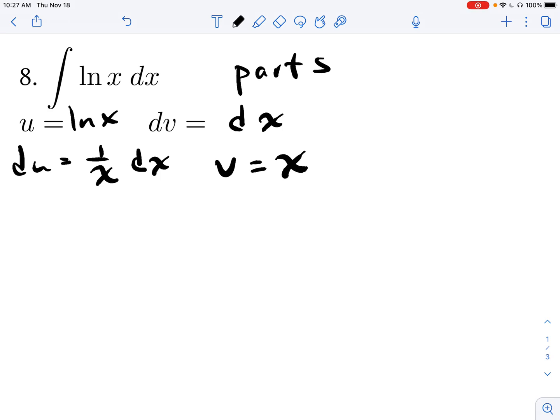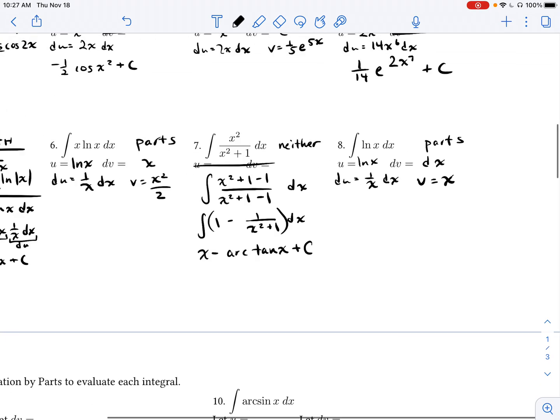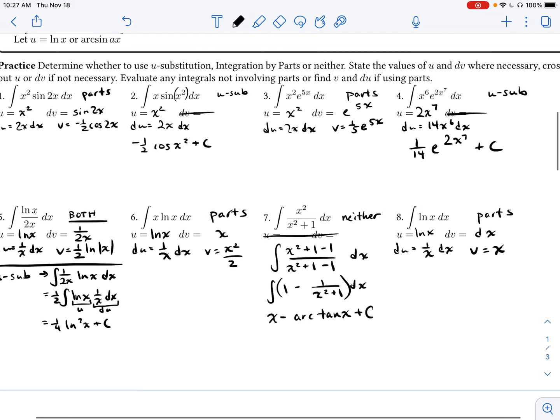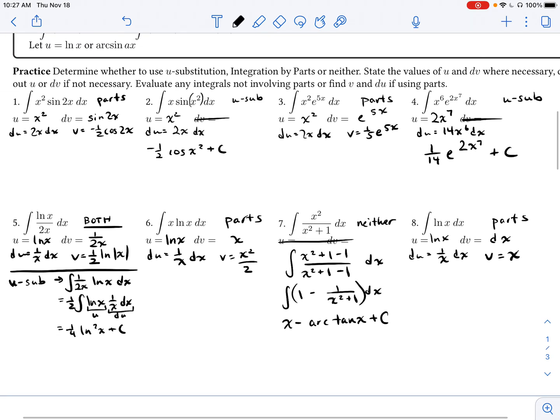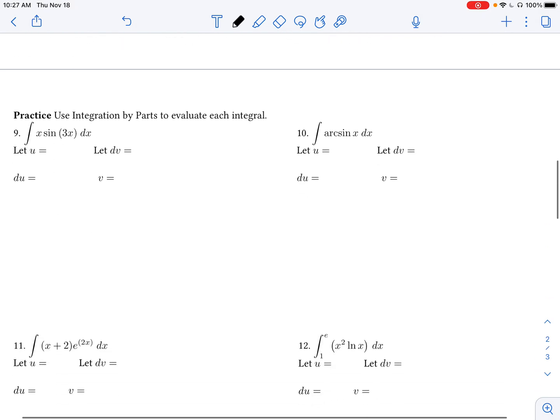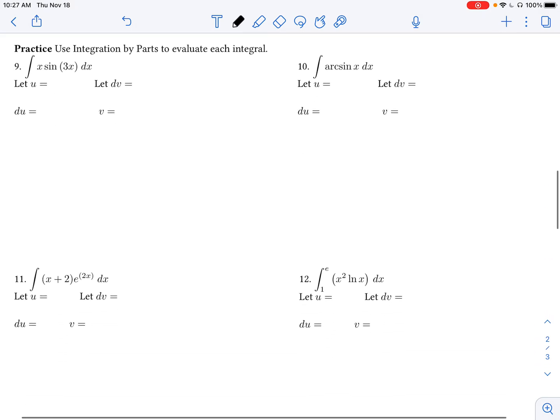All right. So now that we're hopefully pretty comfortable determining whether or not integration by parts is necessary for the problem, let's actually practice some integrating using this method of integration by parts. Okay. Let me start with number 9.